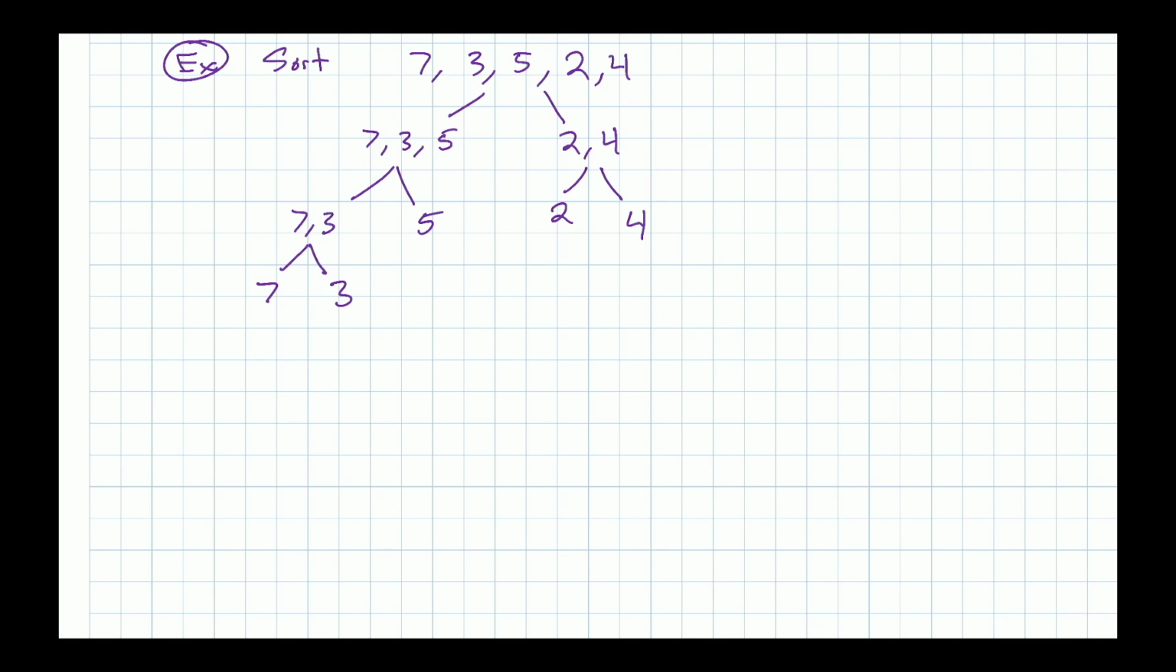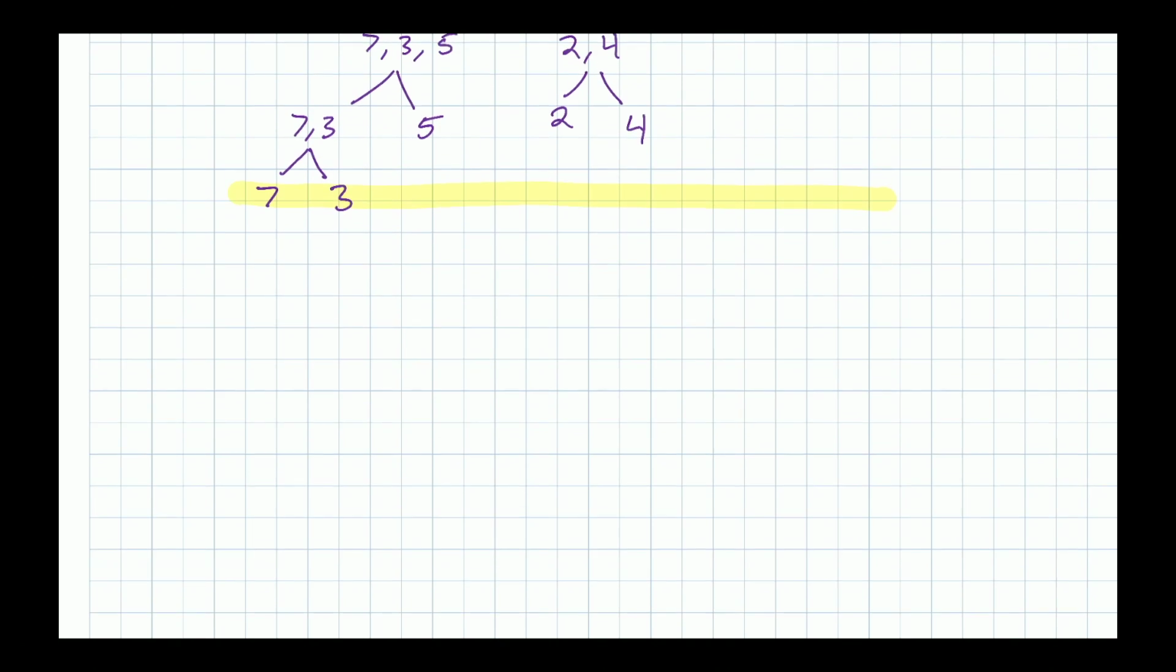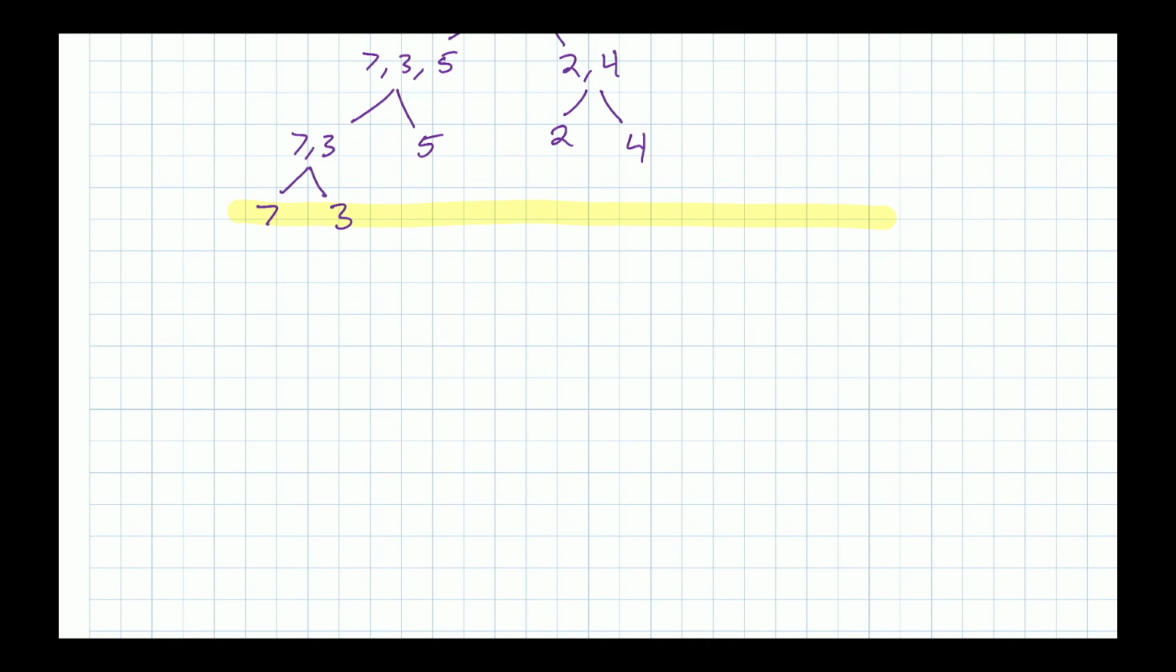But that doesn't actually matter in terms of performing the algorithm. You just mirror this when you put it back together. So the first thing you're going to do is put these together. So you're going to get a 3 and a 7, right? And you're back at this level now. Well, that's the same level as the 5. And it's the same level as the 2 and the 4.